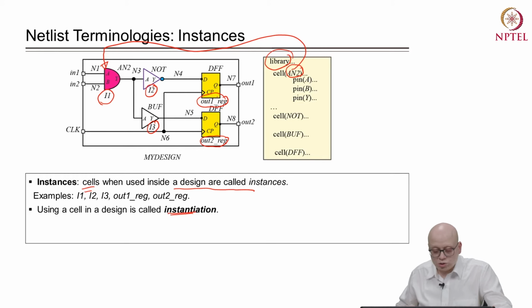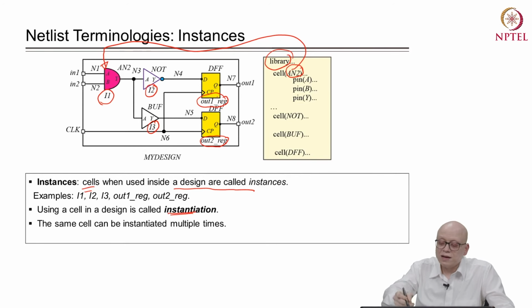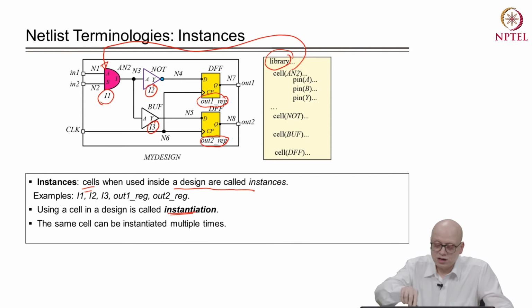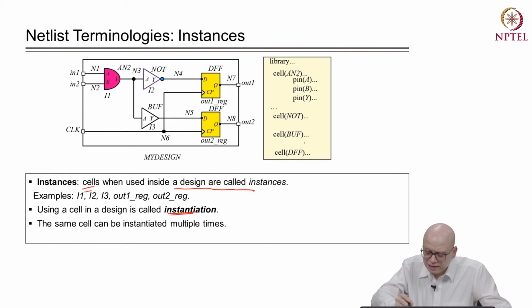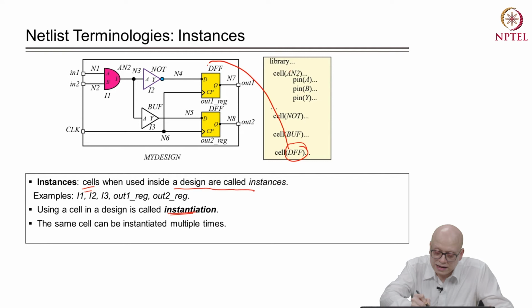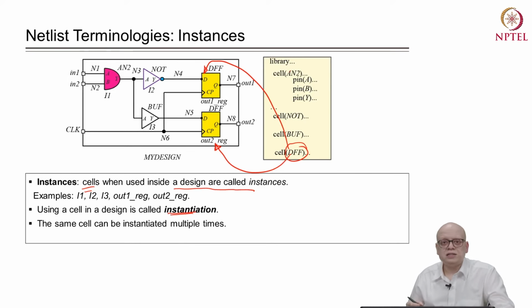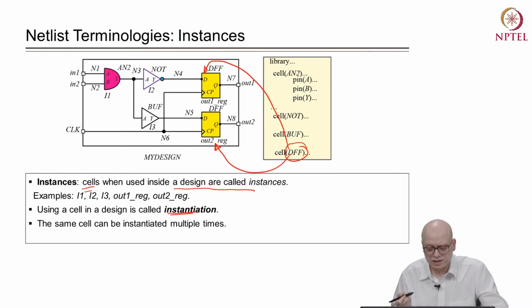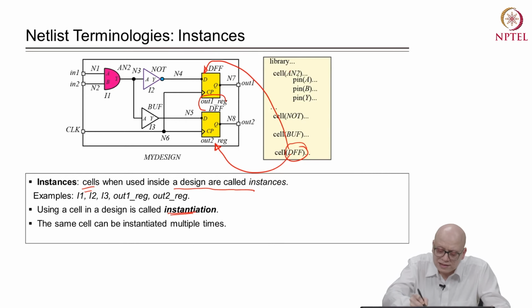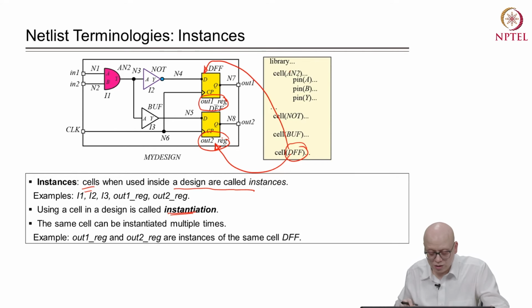So, a point to note here is that the same cell can be instantiated multiple times, right. So, in this case, we can notice that the cell DFF is instantiated here as well as here. So, the same cell can be instantiated as many times as the logic synthesis tool wants to instantiate, but the names of those instances will be different, right. So, in one case it is out1 underscore reg and in the other case it is out2 underscore reg.